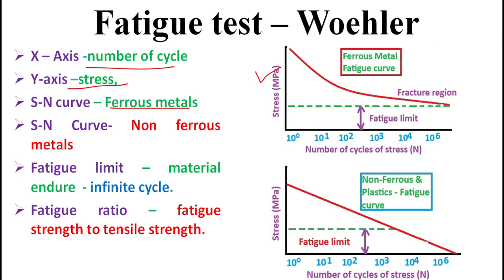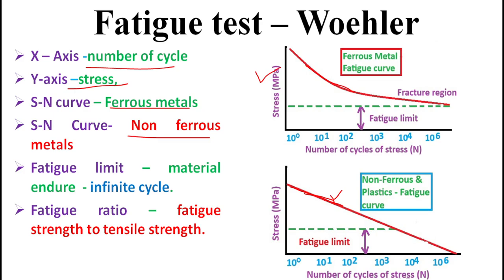There is some elongation here, and the curve deflects at some point. The SN curve for non-ferrous metal is a straight line. This is the SN curve for non-ferrous or plastic type material.